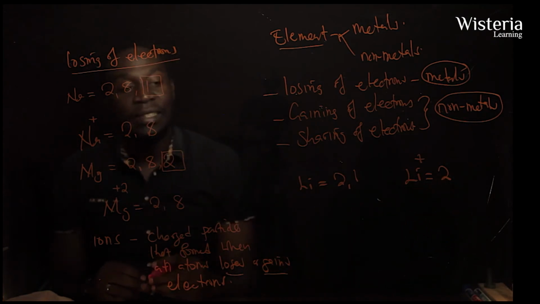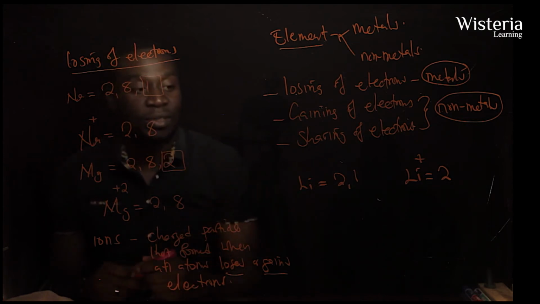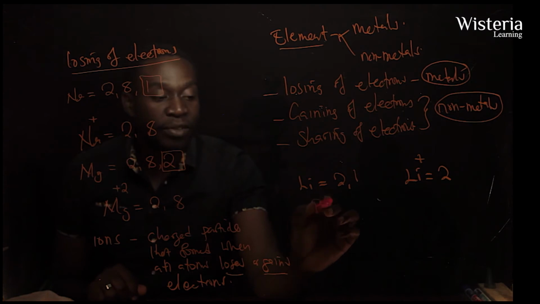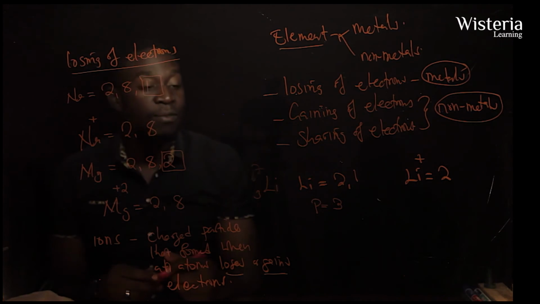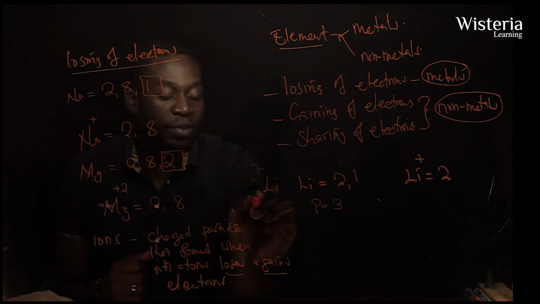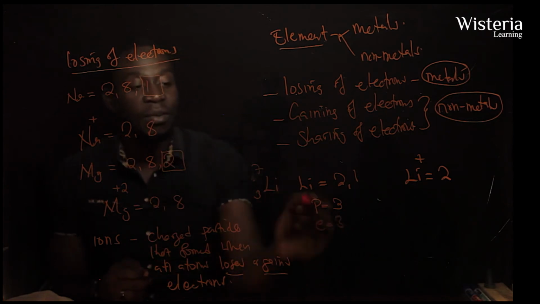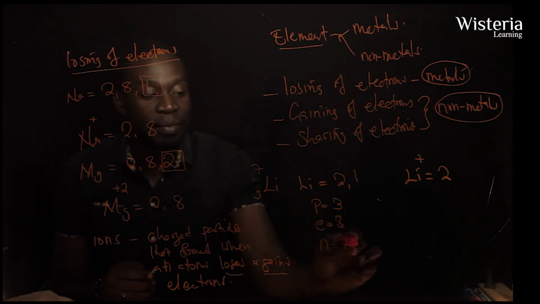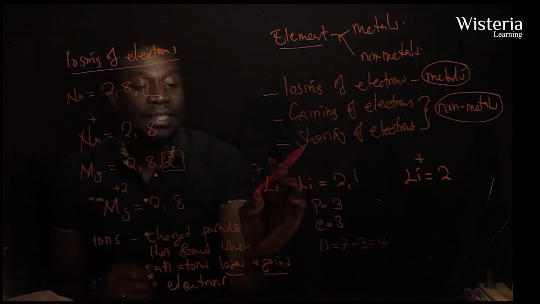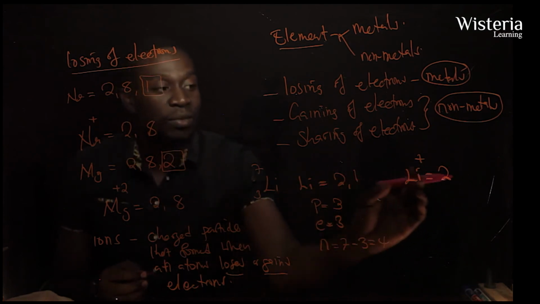Now, remember we said we're able to calculate the number of protons, electrons, and neutrons in these atoms. In this case, the number of protons is 3, because the number of protons is equal to the proton number. The number of electrons is 3, because the number of electrons is equal to the number of protons. For the number of neutrons, we subtract the atomic number from the mass number, which gives us 4. Now this is an atom of lithium, and this is an ion of lithium. This one is neutral, but this one is charged.